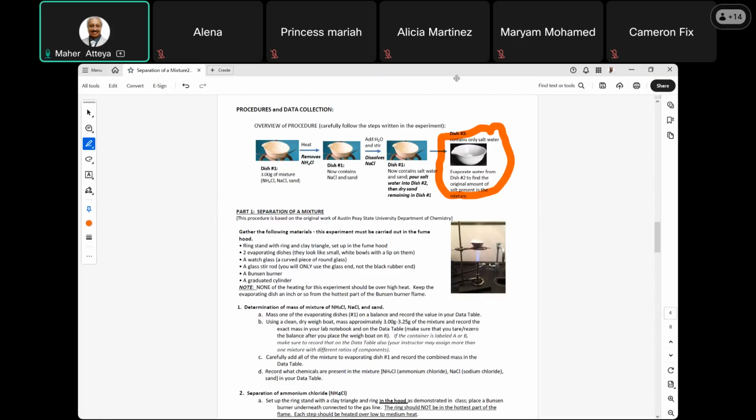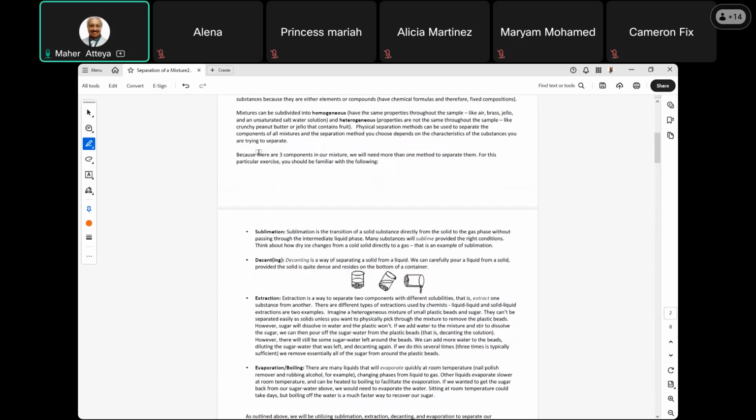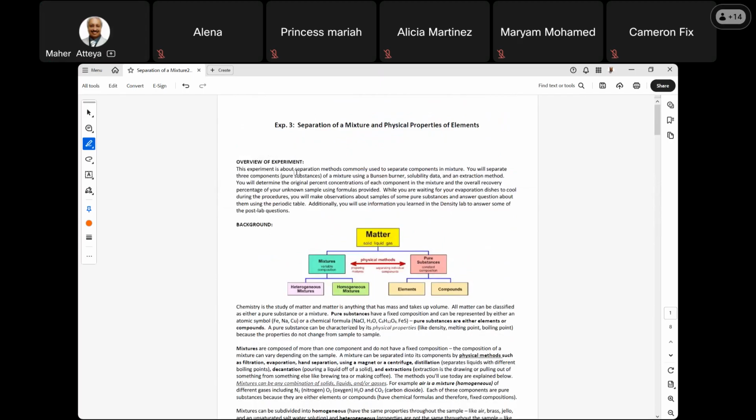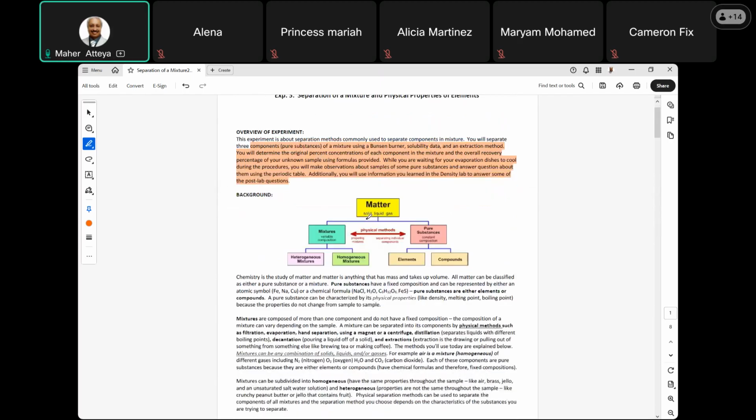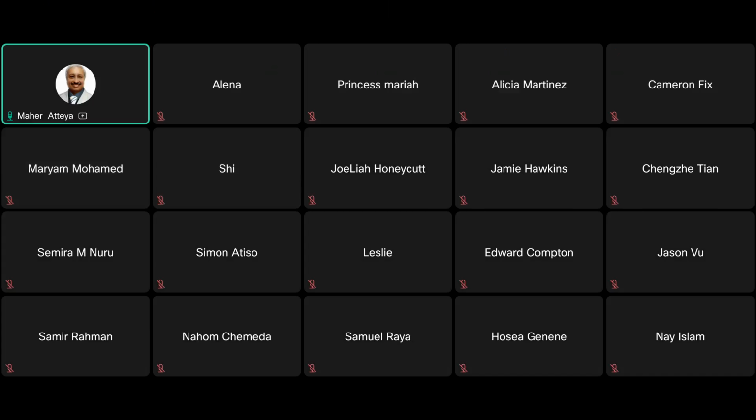Let me stop sharing. But this is the introduction from the goals of the experiment, not the procedure, all the way at the beginning of the lab. Objective, that's your goals here. You can express it in your own words. But let me not rush to this. Let me go and share.